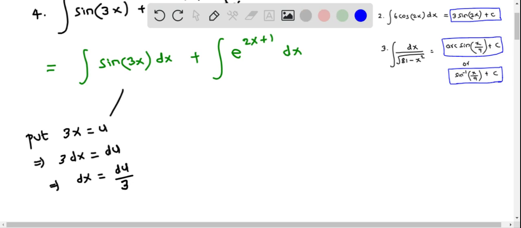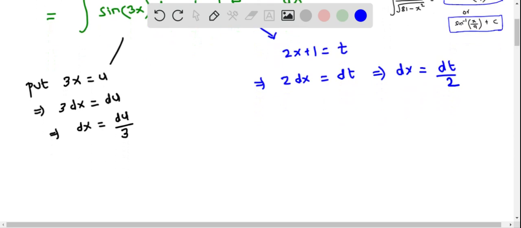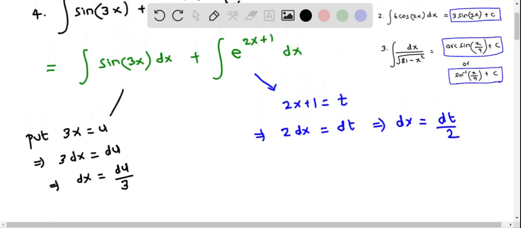And to integrate the second term, I'm going to put the substitution 2x plus 1 equals, I can use another variable, that is t. Now I take the differentials on both sides, so this becomes 2 times dx equals dt, which means we can solve for dx from this. So dx equals dt over 2. So let's use the corresponding substitution for both integrals. So we will have to convert this integral in terms of u and this integral in terms of t, and then we have to integrate them.